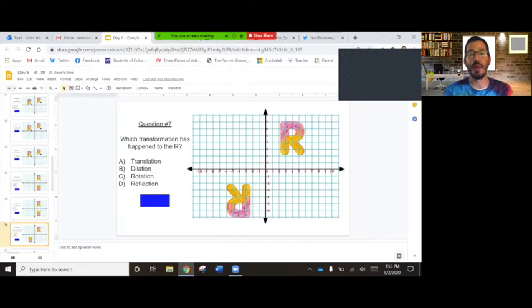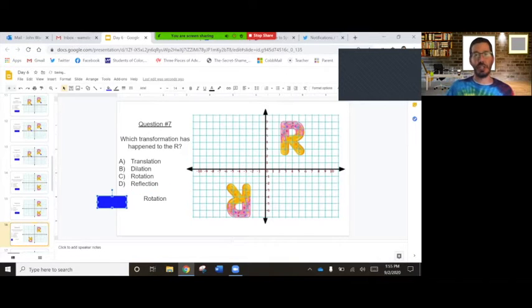Which transformation has happened to my donut R now? Is it A, translation, B, dilation, C, rotation, or D, reflection? I hope, and this is hard to see, but I hope you can see that it is a C, rotation. That object has been spun like this, all right? That's hard to see. Notice that my little arm of the R used to go this way, and when it gets spun, now it's going the exact opposite way. It used to go down to the right, now it's going up to the left.